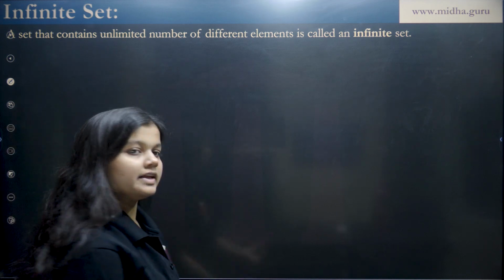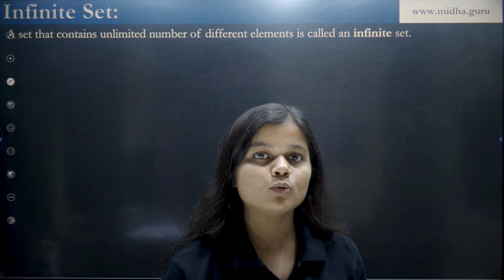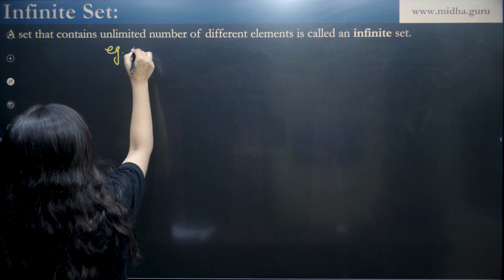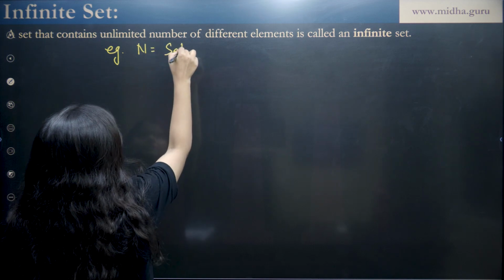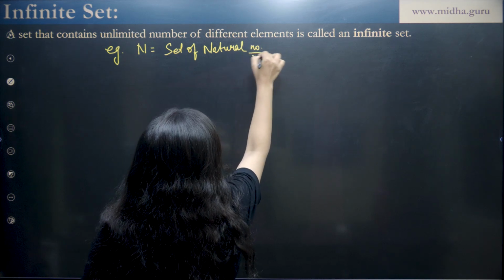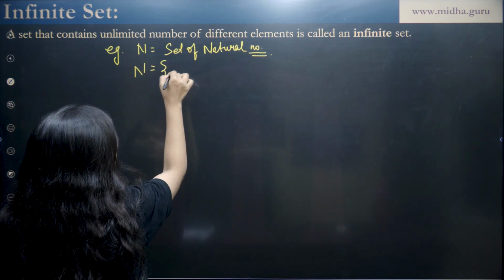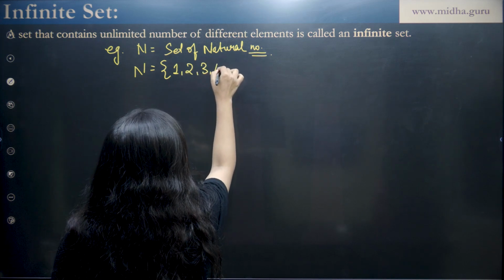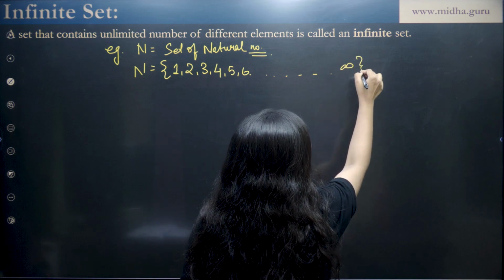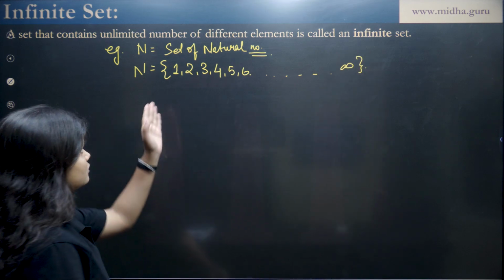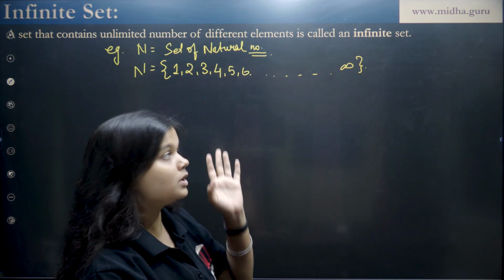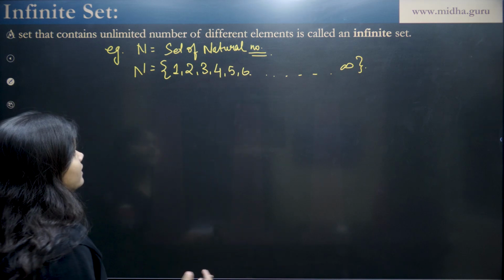What is infinite set? Infinite sets are those sets whose elements cannot be calculated. Right. For example, let's take a set N, the set of natural numbers. If we write the set of natural numbers, we can write 1, 2, 3, 4, 5, 6 up to infinity, right? Natural numbers go up to infinity. So the elements inside this set cannot be calculated. So it is an example of infinite set.